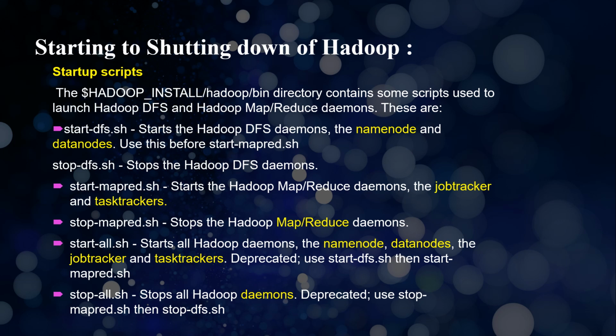Give the file from HDFS to the local file system using the get command. Shutting down HDFS: you can shut down HDFS by using the command stop-dfs.